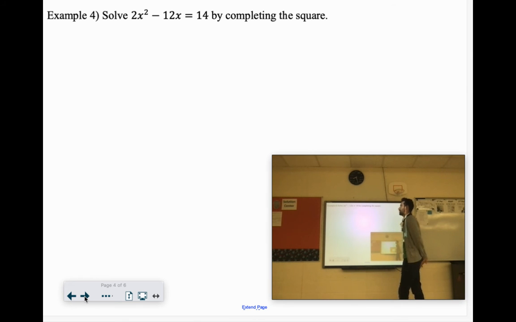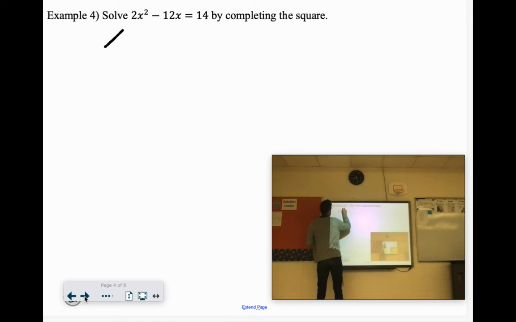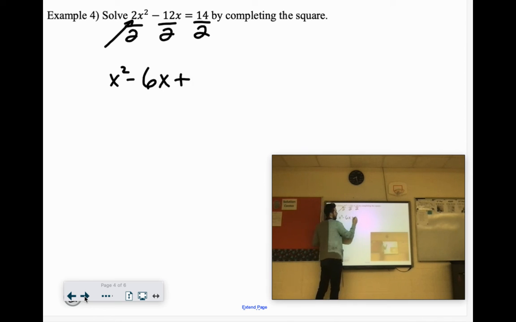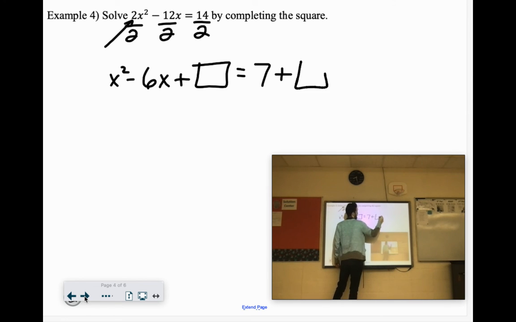2x squared minus 12x equals 14. Great, we've got the a and the b by themselves, we've got the c on the other side. But here's the change on this one. We have 2x squared. We can't have that. So what we're going to do is just divide it out. But if you divide one part of the equation by 2, you have to divide everything by 2. So that would give us x squared minus 6x. We'll leave some space. 14 divided by 2 is 7. And we'll leave our blank.